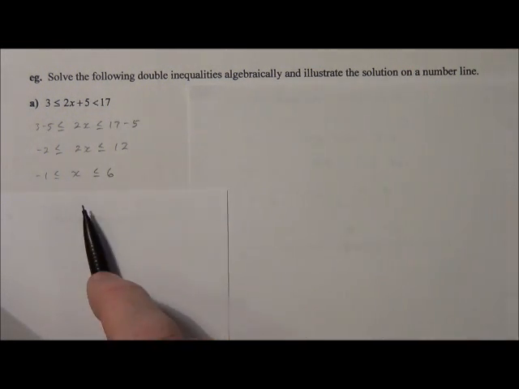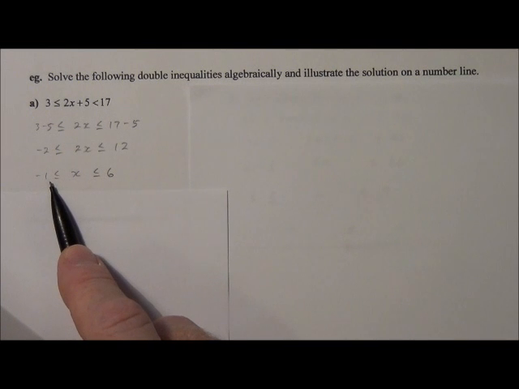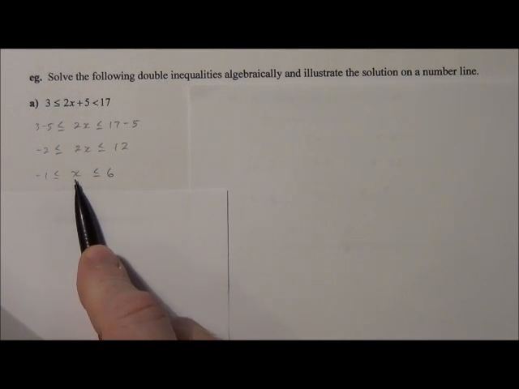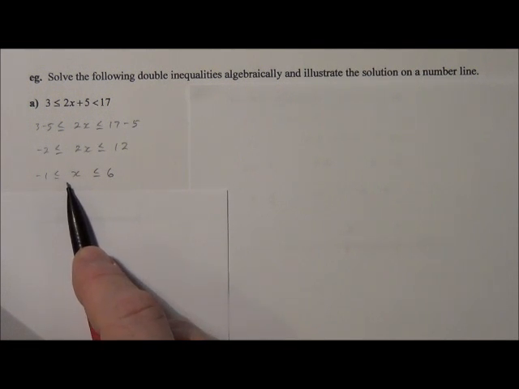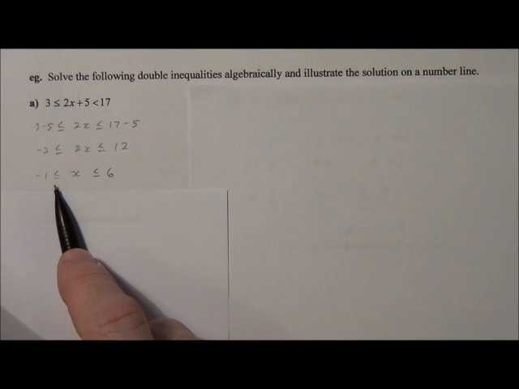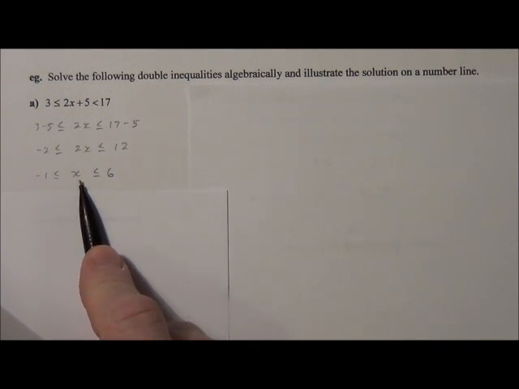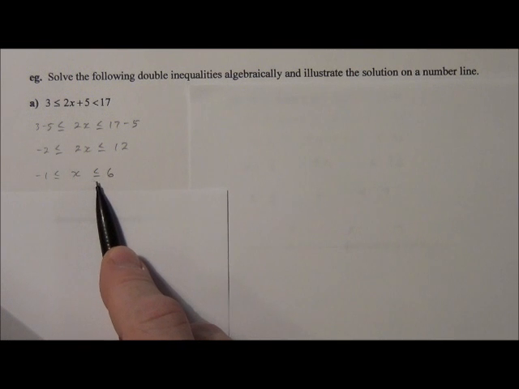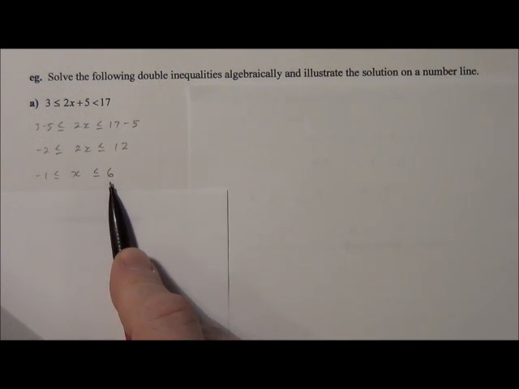Well, we know that if we look at the left side of this, negative 1 is less than or equal to x, which means x is greater than or equal to negative 1. And so that means it's going to be to the right of negative 1 on a number line. When we check out the right side of this, it says that x is less than or equal to 6, so it's going to be to the left of 6 on a number line.